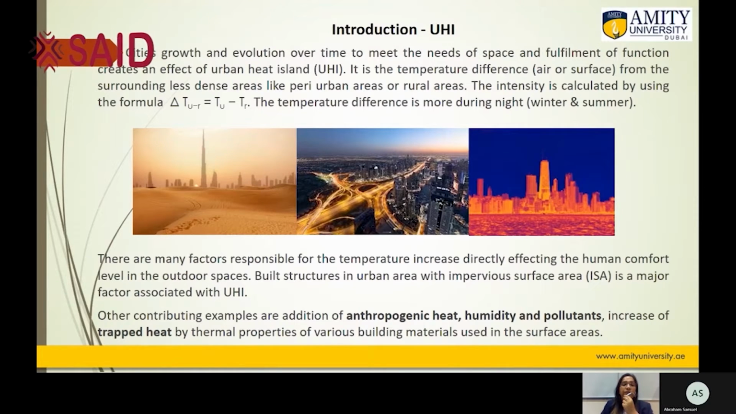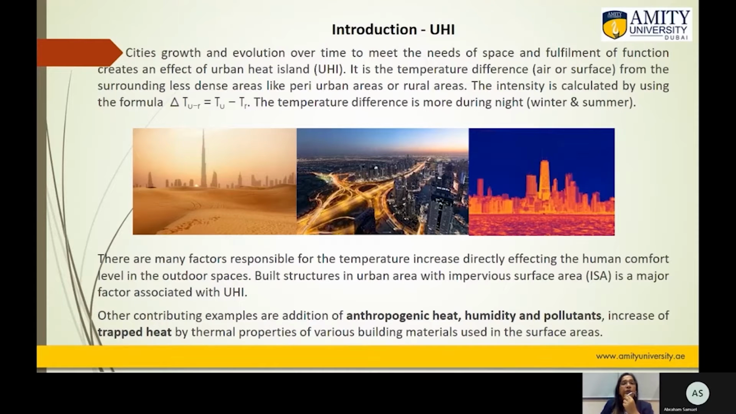There are many factors which are responsible for this temperature increase. They affect directly or indirectly the human comfort level in the outdoor spaces, and again it reflects in the indoor spaces as well. Built structures in urban areas with impervious surfaces have a strong association with urban heat island, and they are the main factor. The built forms are the main factor for creating urban heat island.